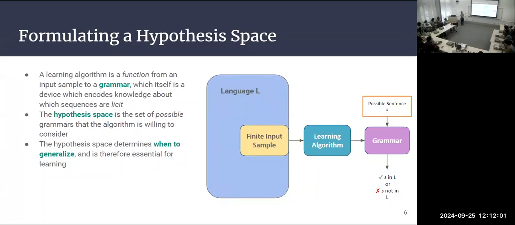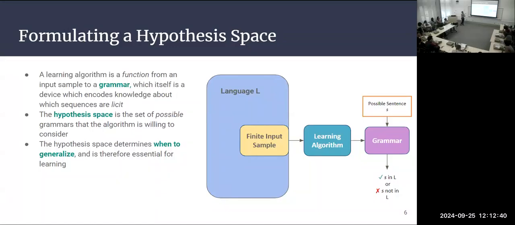If we remove the idea of hypothesis space and say we want to be able to learn any shape of set, we're going to have a problem because we'll never know when to generalize. Our hypothesis space tells us when I can take the data I've seen and generalize it to conclude that new data I haven't seen is going to be allowed in the language. So we need some kind of concept that defines the possible ways my grammar could look. Without that, we can't learn.